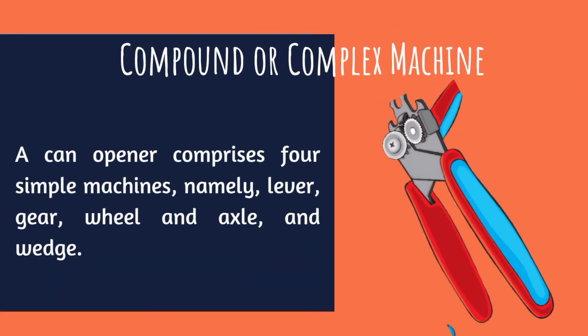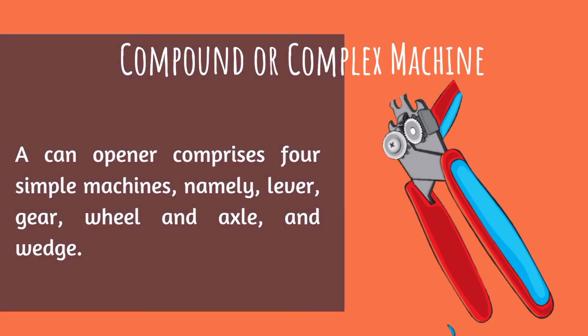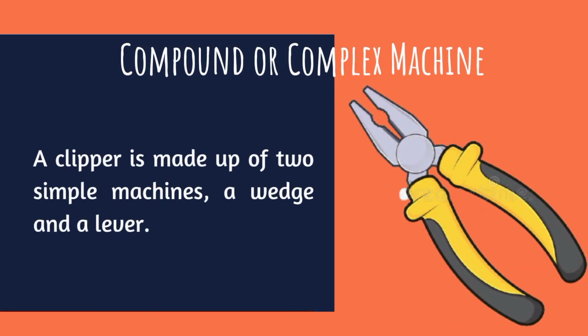A can opener comprises 4 simple machines, namely lever, gear, wheel and axle, and wedge. The arms of the can opener act as 2 levers that help to grip and open the can. The cutter attached to the mouth of the opener is a wedge that helps the machine pierce right through the metallic body of the can.